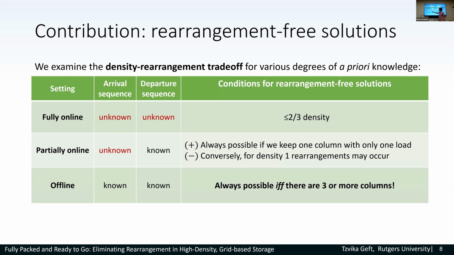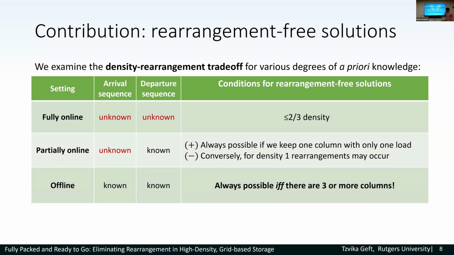Now suppose you know the departure sequence, but you don't know the arrival sequence. That means that when a load arrives, you do know its position within the departure sequence, but you don't know when the load is going to arrive. So already here, we can avoid rearrangements if we're able to keep one column empty with only one load in it. And conversely, we also show that if there's a full density, then you might actually need to do rearrangements. So this is almost tight. If you keep one column free, and the grid dimensions tend to infinity, you almost fill it up, but there's a little gap here.